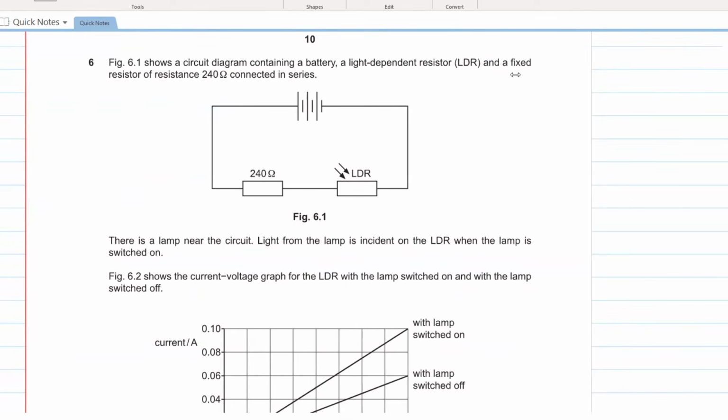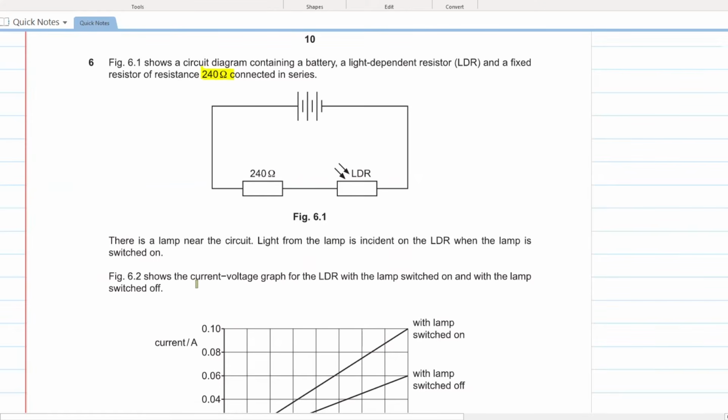The pressure remains constant. Whenever temperature and volume are varying, pressure remains constant, and you don't need to mention pressure here, beta. Figure 6.1 shows a circuit diagram containing a battery, a light dependent resistor and a fixed resistor of resistance 240 ohms connected in series. There is a lamp near the circuit. Light from the lamp is incident on the LDR when the lamp is switched on.